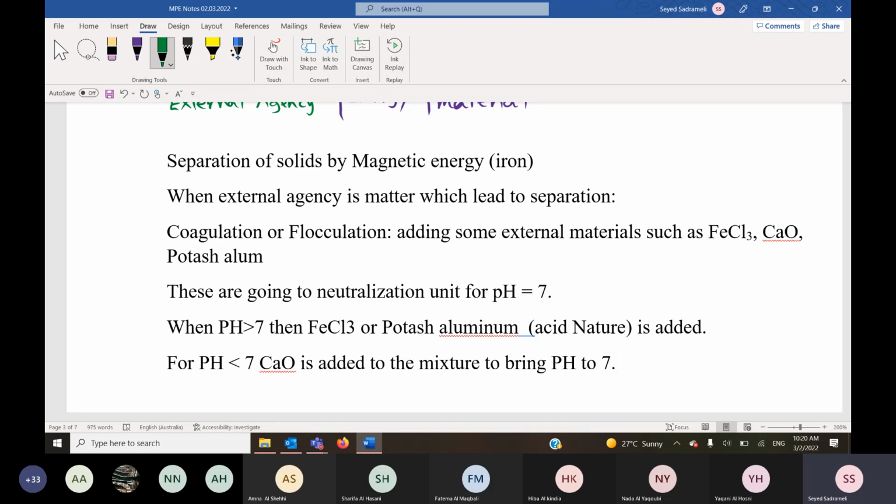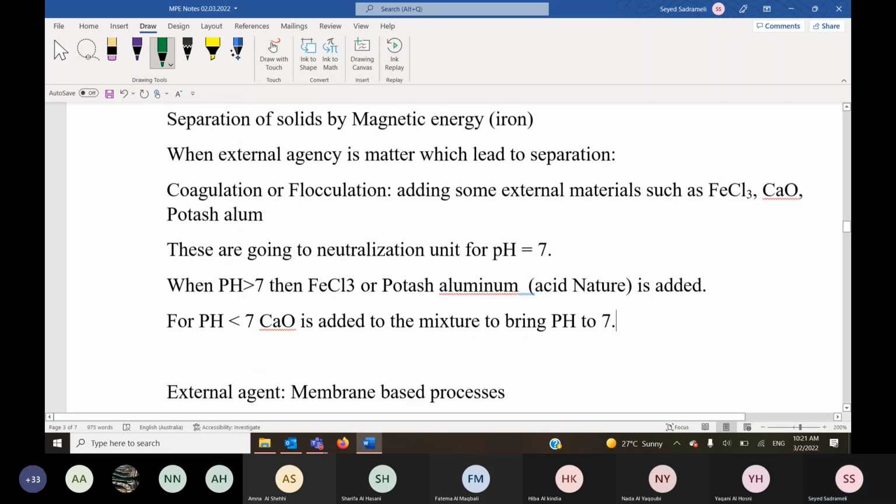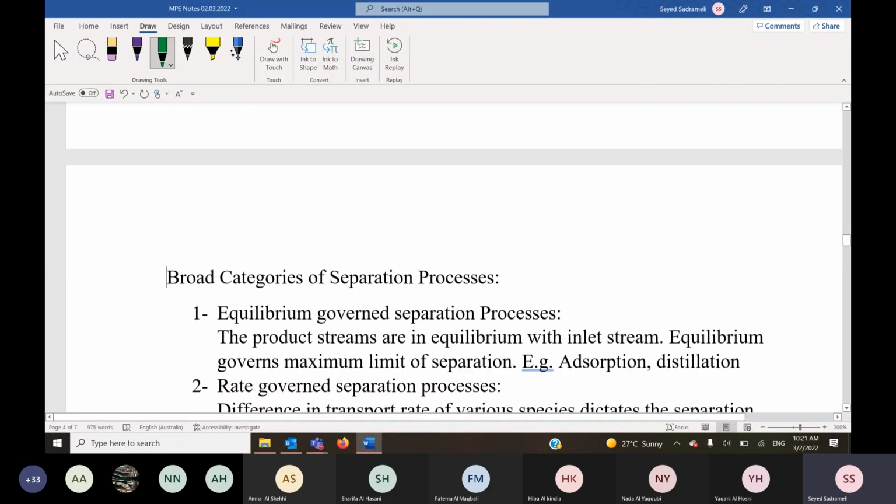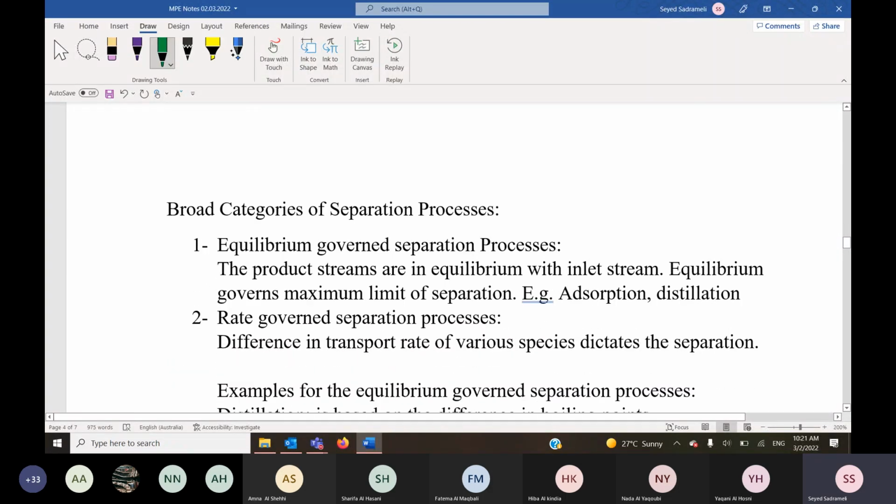Okay, let's look at categories of separation processes. Normally, we have two types of separation processes. So these are broad categories of separation processes. One is equilibrium-governed separation processes. The other is rate-governed separation processes. Some of the separation processes are based on the equilibrium. The product streams are in equilibrium with the inlet stream.